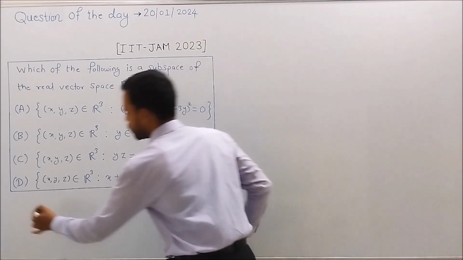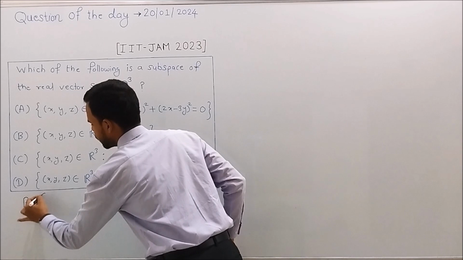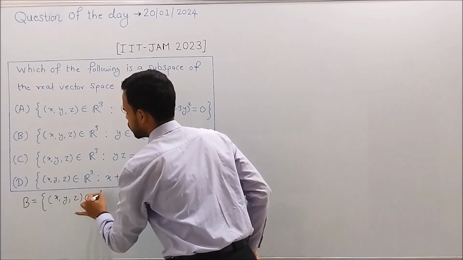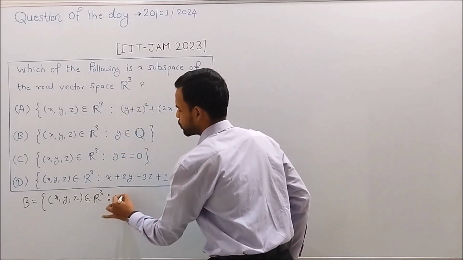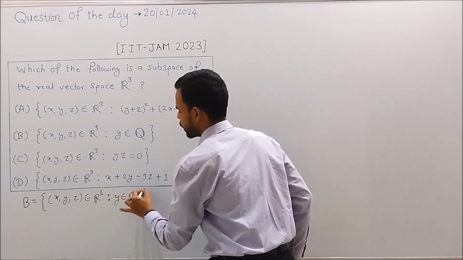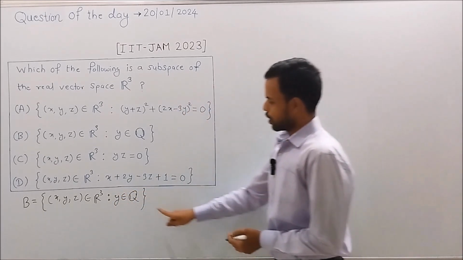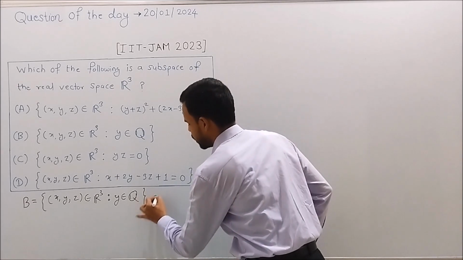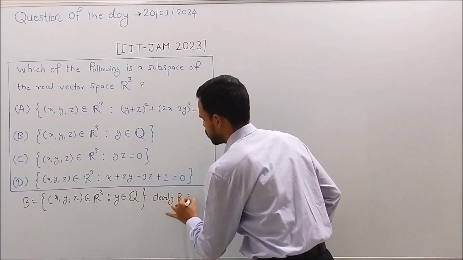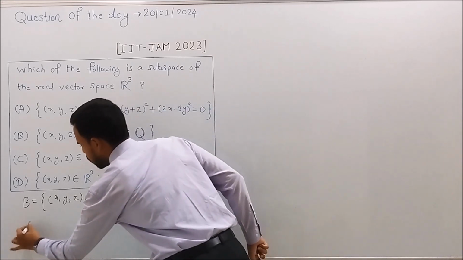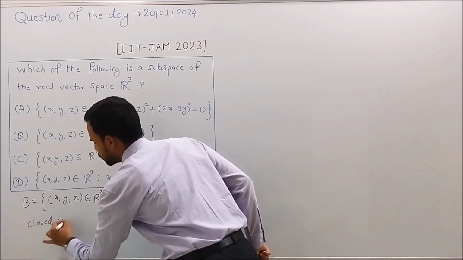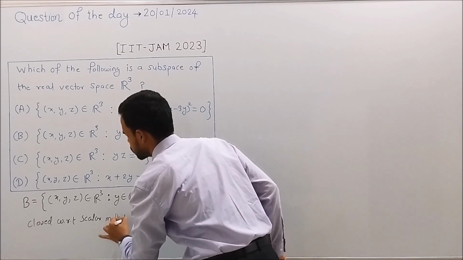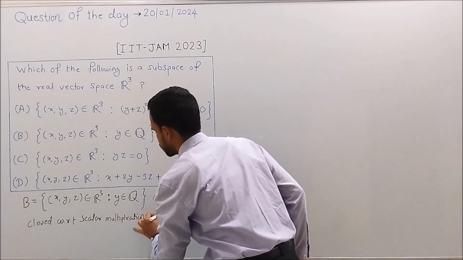Let's denote the set in option B by B. That is, B equals the set of ordered triplets (x, y, z) belongs to R3 such that y belongs to the rational numbers. Now, clearly this set is not closed with respect to scalar multiplication. Clearly, B is not closed with respect to scalar multiplication in R3.